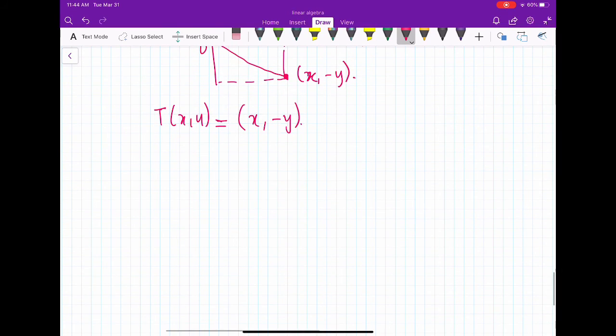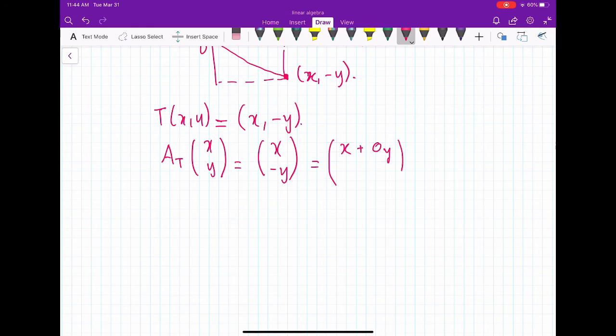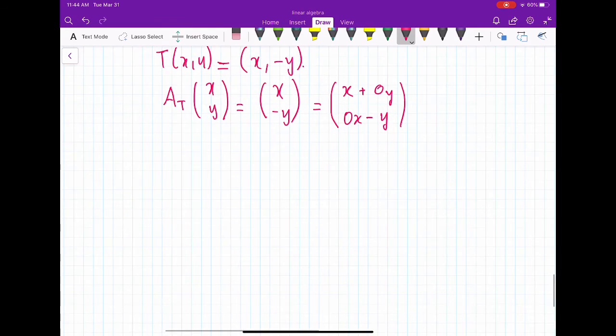You want to find the matrix A_T, right? So you write A_T (x, y) equal to (x, -y). Makes sense? Basically, you can write it in the following way: x plus 0y, and then 0x minus y. From this form, you can see the coefficients of x and y in this vector. And now you can guess the matrix A_T is actually equal to [1, 0; 0, -1].